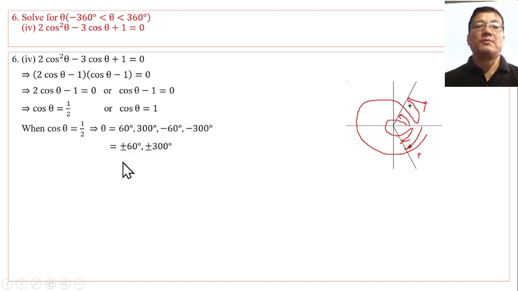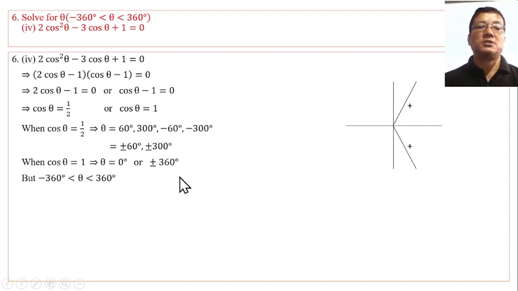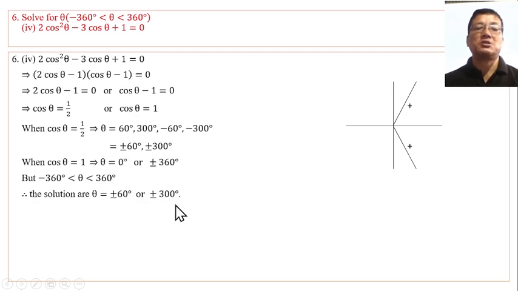Plus minus 60, plus minus 300. Cos theta is 1 over the case, cos theta is 1 over 0, 360 multiples later. Therefore solutions of theta are plus minus 60, plus minus 300, and multiples of 360 later.